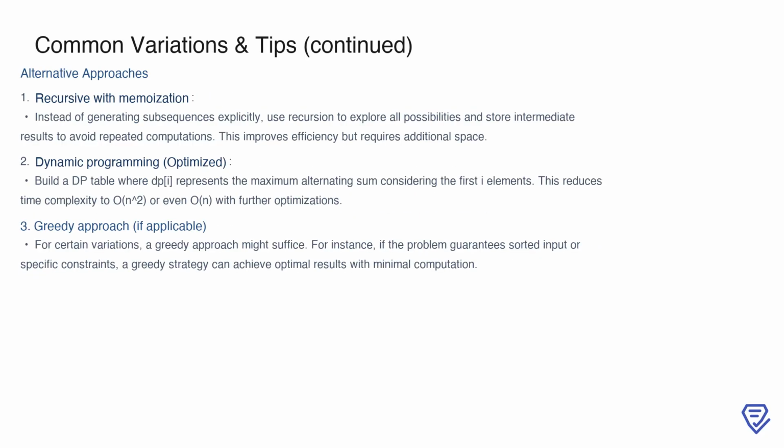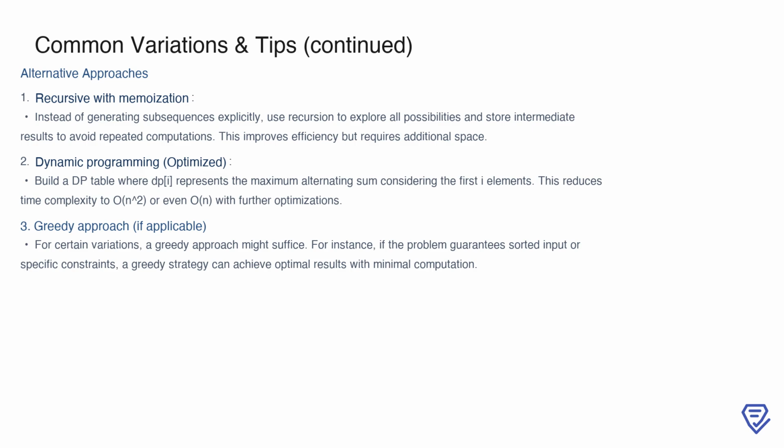There are also several alternative approaches to solving this problem efficiently. One option is to use recursion with memoization. Instead of explicitly generating all subsequences, you can use a recursive function to explore all possibilities while storing intermediate results to avoid repeated calculations. This approach significantly improves efficiency, though it requires additional memory for the memoization table.